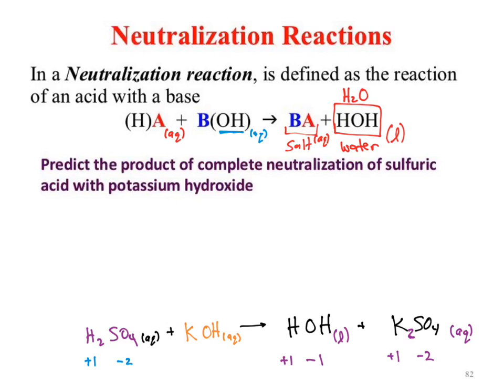Would this equation be balanced? No. What do we need to do to balance it? Put a 2 in front of the KOH, and we get 2 potassium hydroxide. This way, the potassium's balanced. Does the hydroxide balance? How many hydroxides do we have on the left? 2, because of the 2 in front. How many hydroxides on the right? 1. Does it balance? What do you need? 2 here. Now it balances.